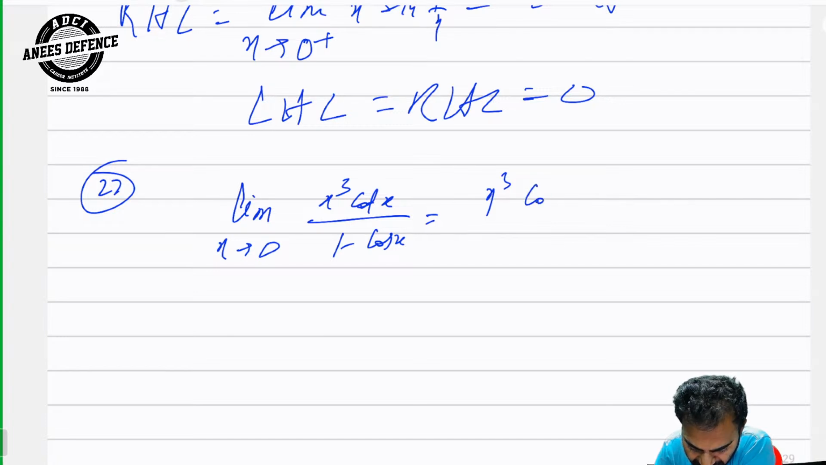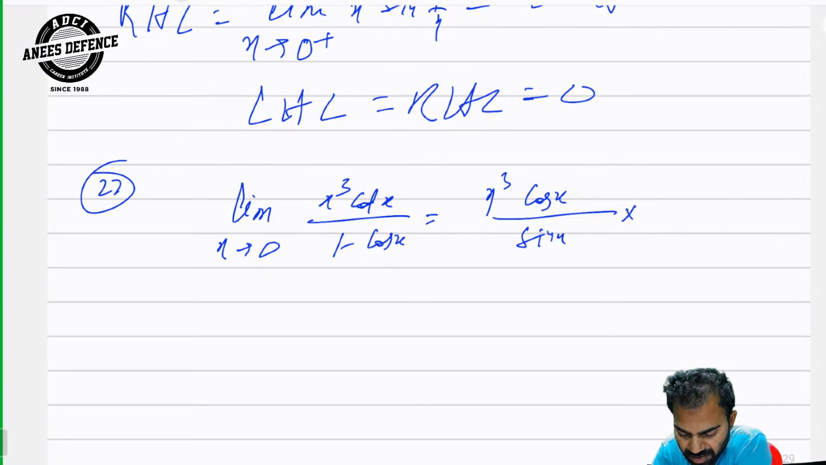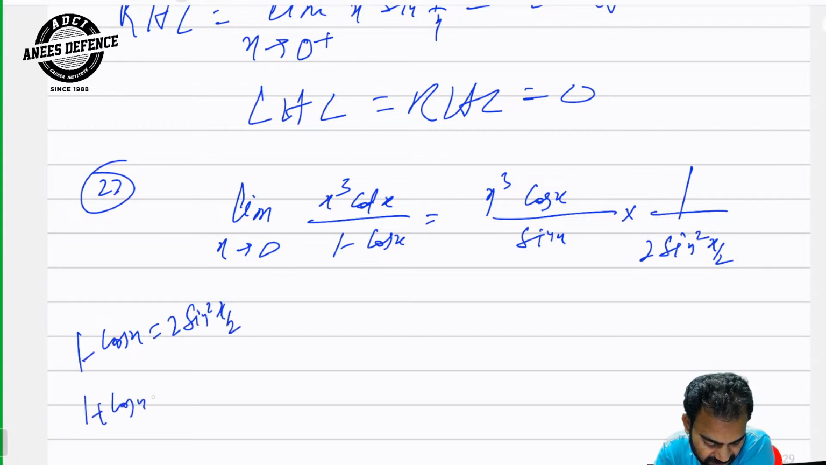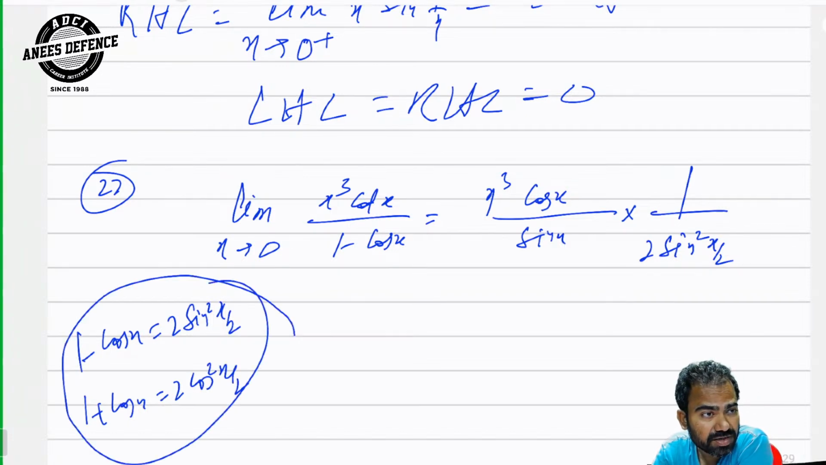For cot x, I can write cos x upon sin x. Any problem? For 1 minus cos x, I can write 2 sin square x by 2. Any problem? 1 minus cos x is 2 sin square x by 2, and 1 plus cos x is 2 cos square x by 2. If you don't know this, write it. You know it?